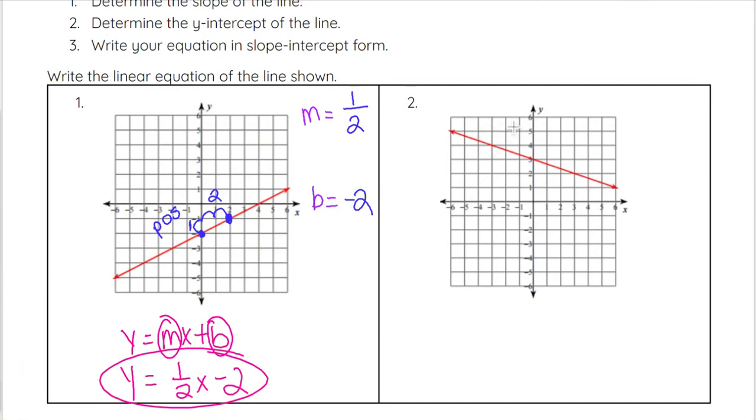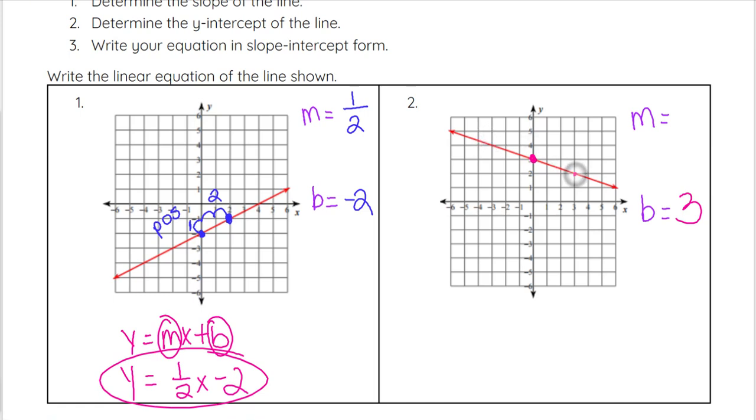Now let's take a look at one more practice problem. Again, we have a line. We're writing the linear equation of this line by figuring out the slope m and the y-intercept b. First thing I'm going to look at is where the line crosses the y-axis, which will be at the number 3 on this one. So our b is 3 this time.